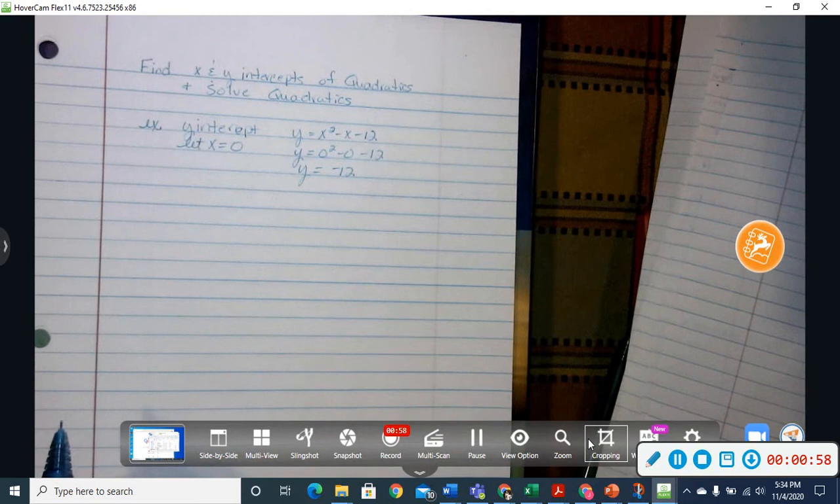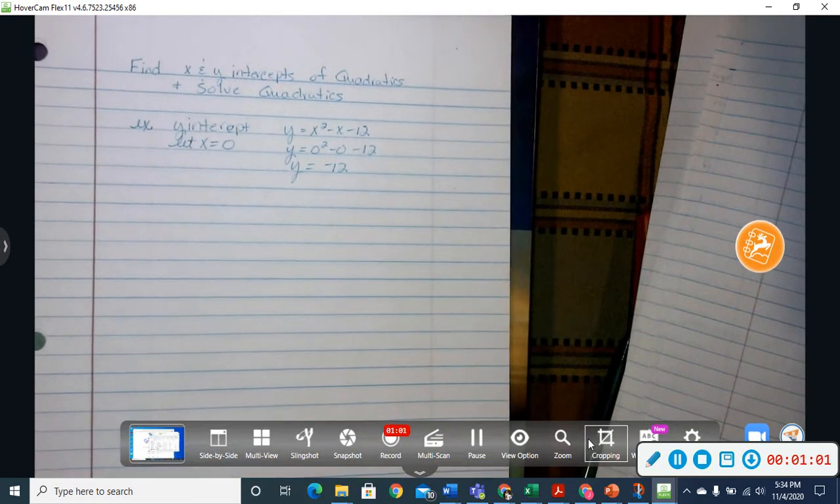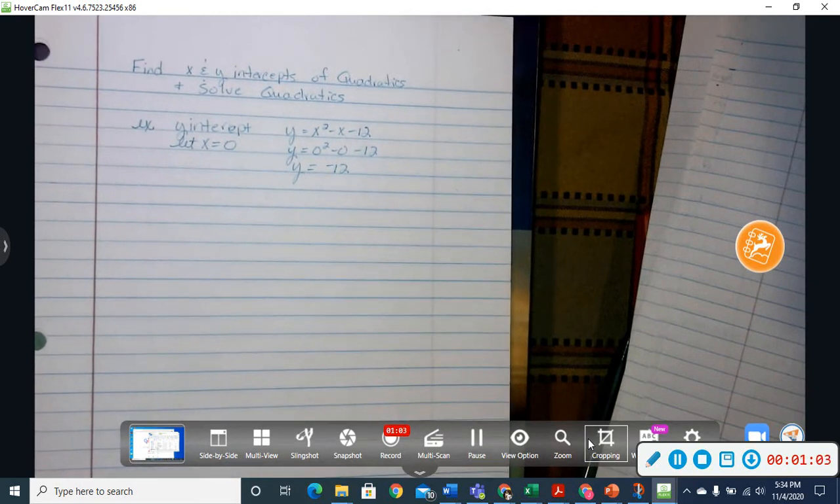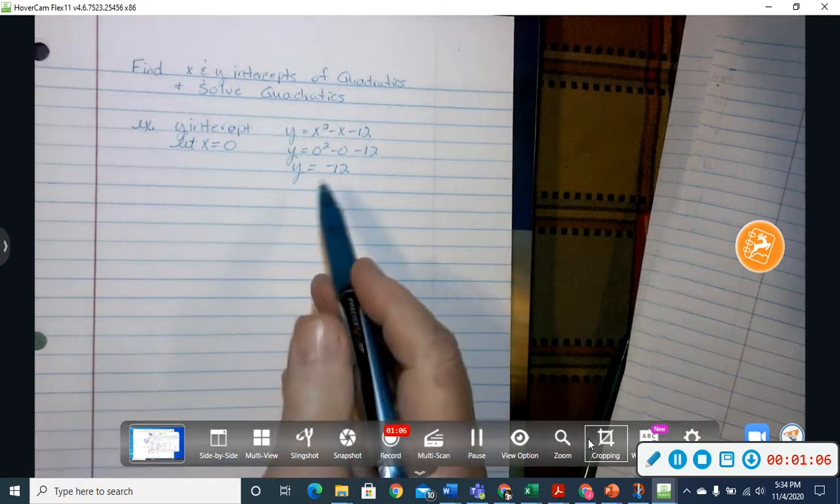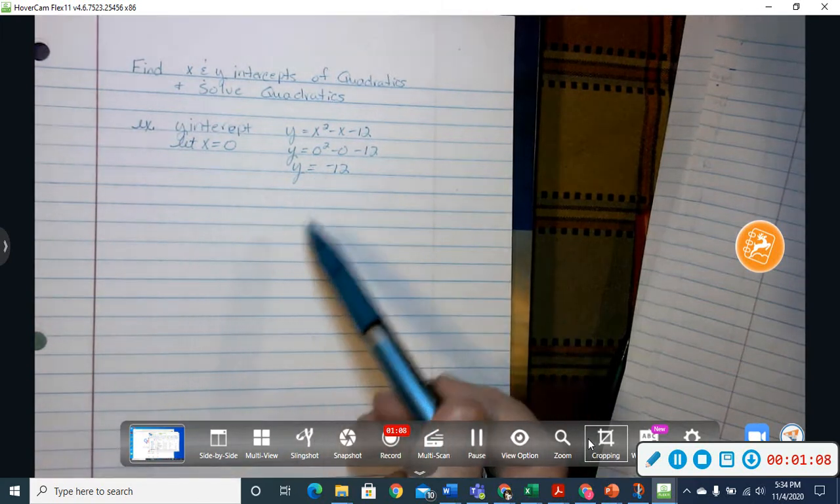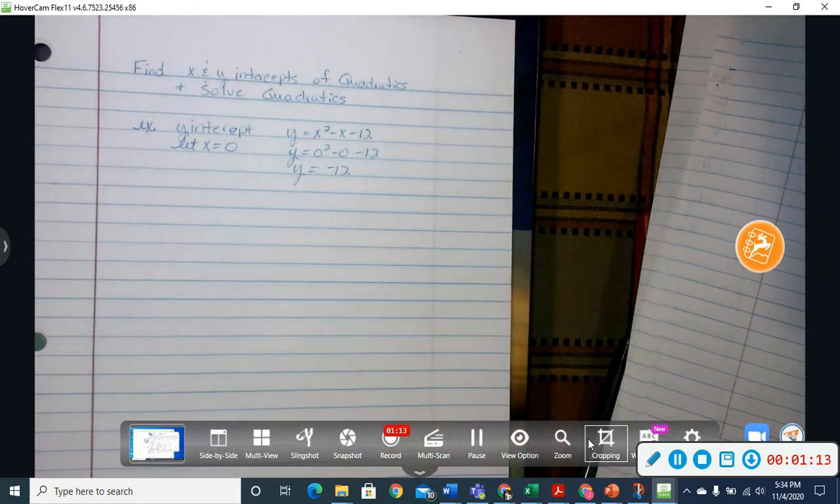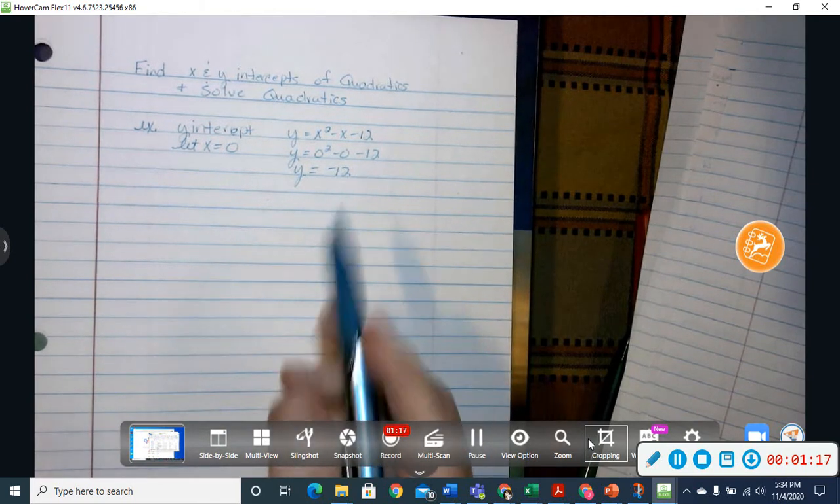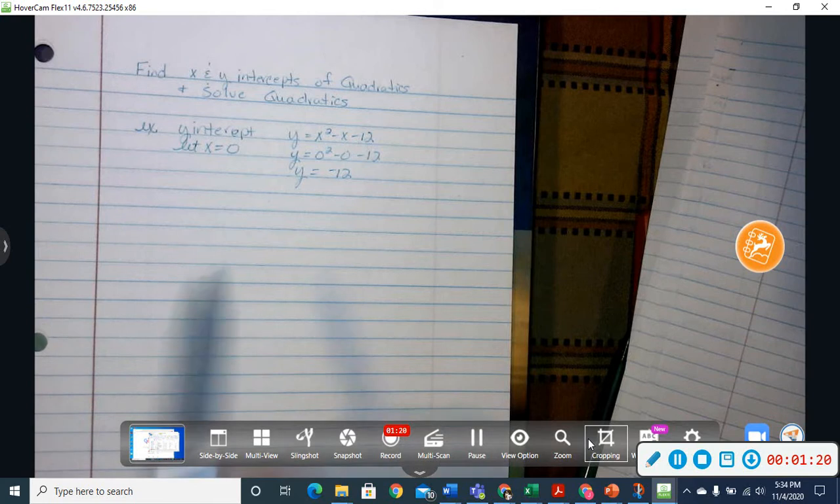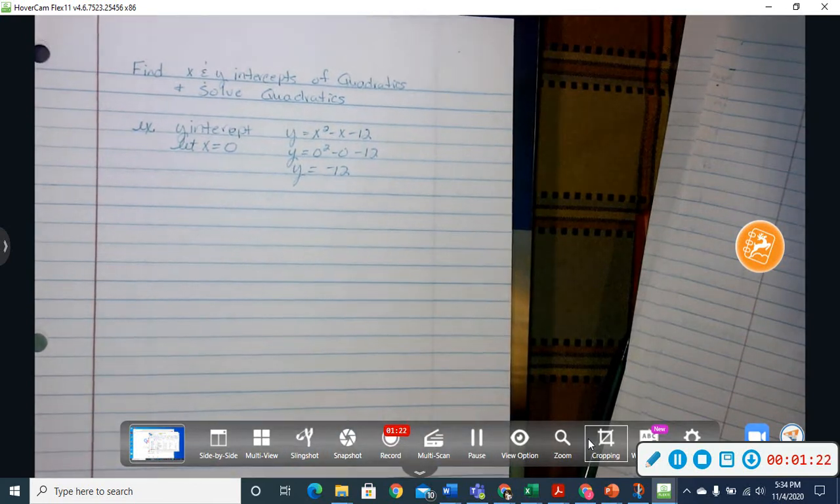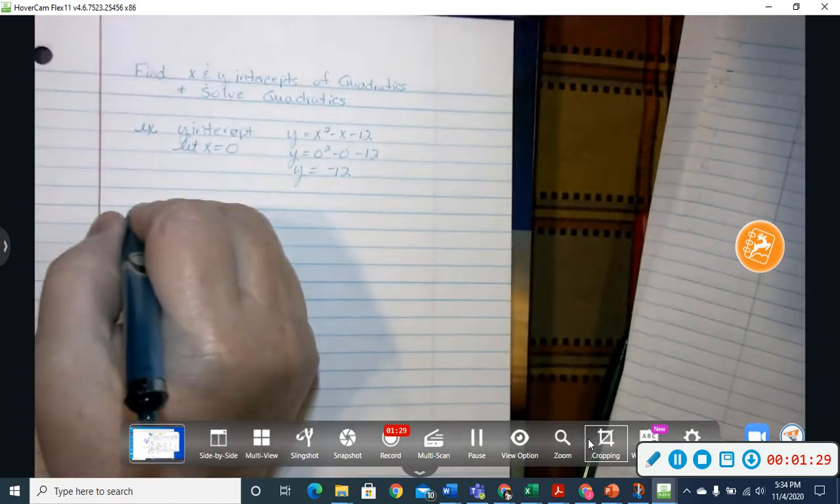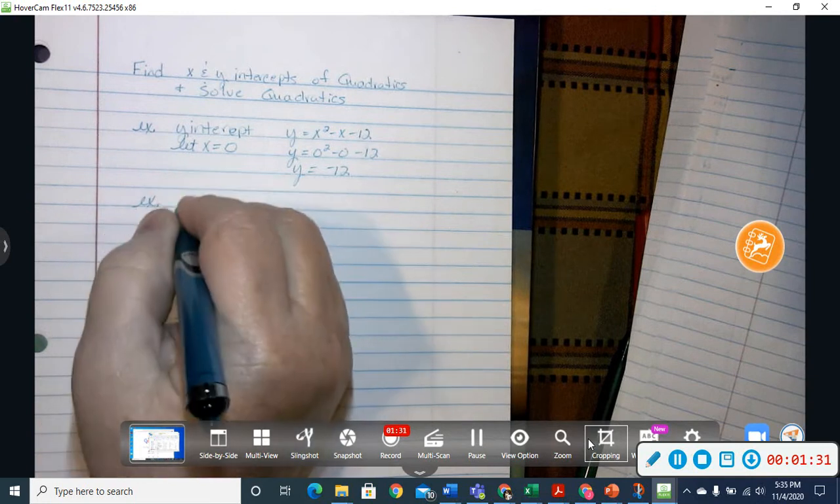So it's pretty easy to find the Y-intercept. And of course, if you have your graphing calculator, you can graph that quadratic and easily find where the intersection occurs. And I encourage you to use your graphing calculator if you have one. But if you don't have one, of course, you have to work this out by hand in order to find the intercept there. Now, finding the X-intercepts is a little more involved.